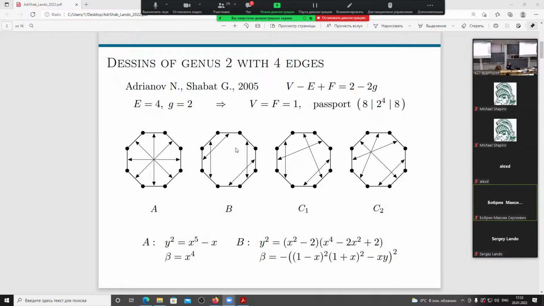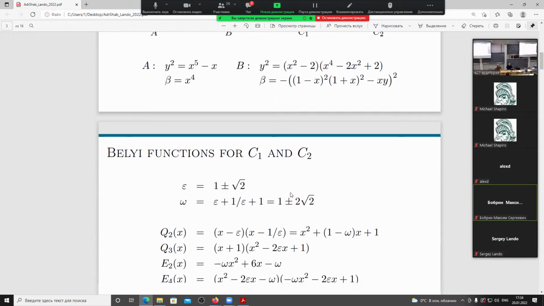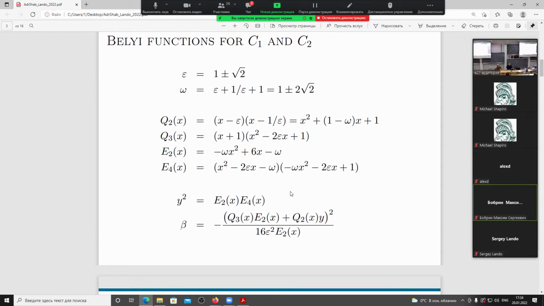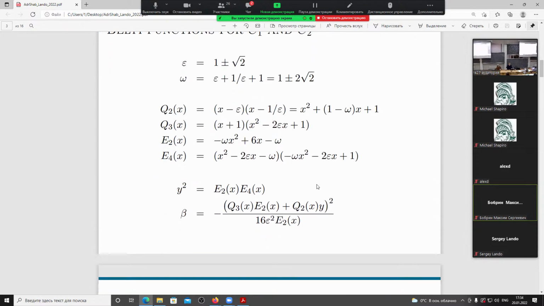tell a little bit different approach to the topics that George talked about today, probably from a group theoretical point of view. And the story really started quite long ago, like 17 years ago, when we calculated the Belyi functions of the smallest dessins of genus 2, and here is the answer that we gave in 2005.